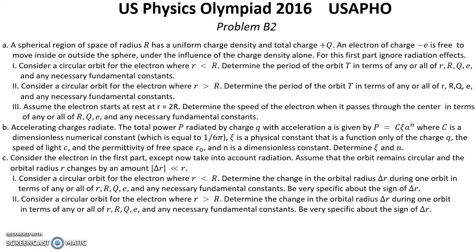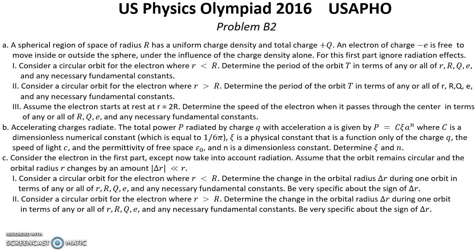Question 1. Consider a circular orbit for the electron where small r is less than big R. Determine the period of the orbit T in terms of any or all of small r, big R, q, e, and any necessary fundamental constants.